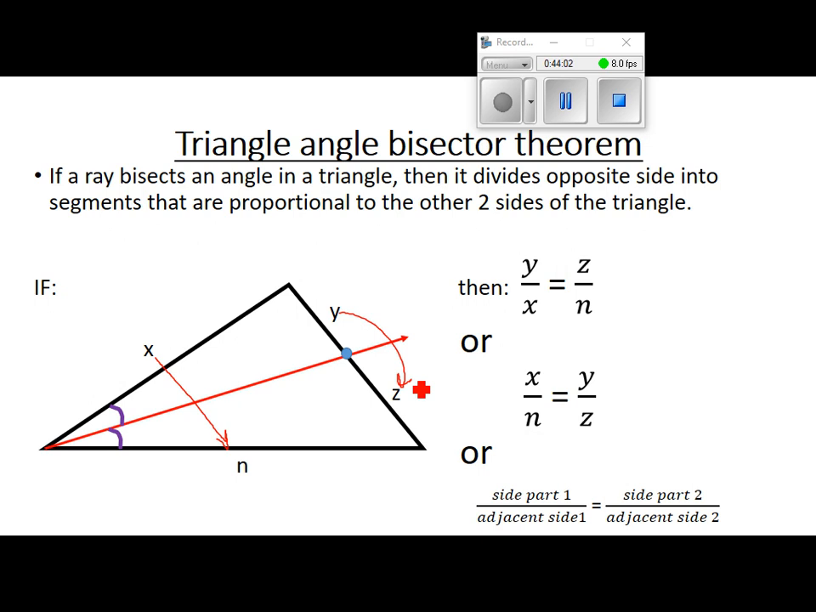Down here at the bottom, I wrote it out. Side of part one on top of the first one, and the part that it's adjacent to of this side. Adjacent, what's adjacent mean again? Right next to, hooked to, right? So neighbors. So this matches up to that, the same as this matches up to that. Nothing really hard about it. That only works if you are bisecting an angle.